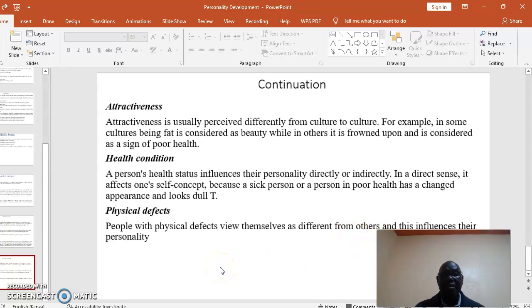So, ladies and gentlemen, those are the factors that influence personality development.